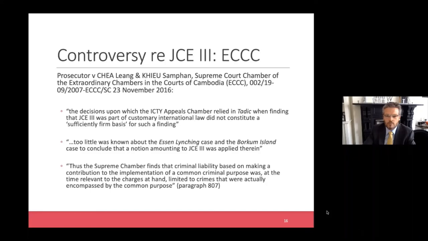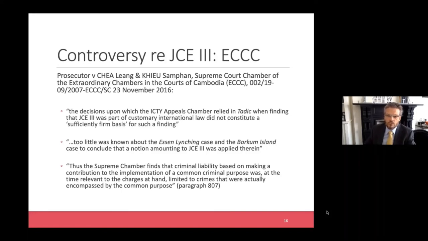The Supreme Court reviewed a number of other cases dating from the post-World War II period relating to liability for participation in the implementation of a common purpose. The vast majority, the court said, does not lend any support to the argument that accused may incur criminal responsibility for crimes that were not encompassed by the common purpose. It concluded that criminal liability for making a contribution to the implementation of a common criminal purpose arose only with respect to crimes encompassed by the common purpose.